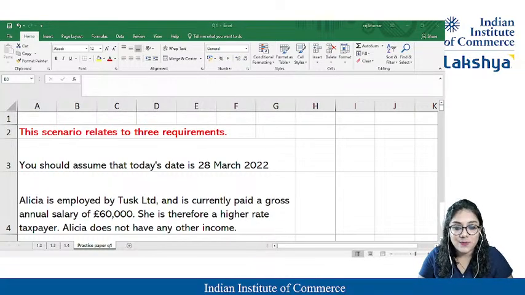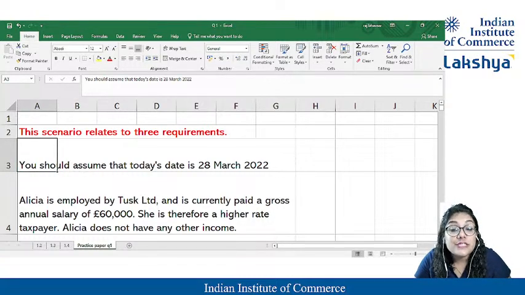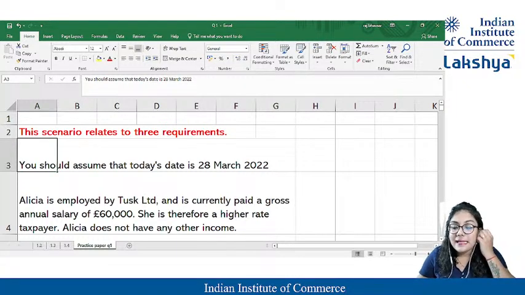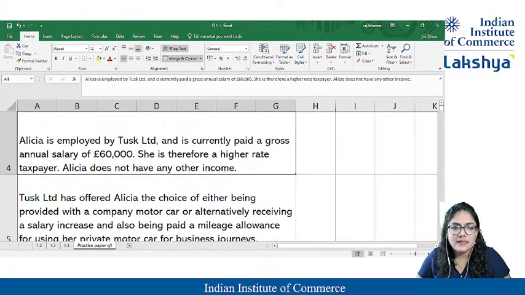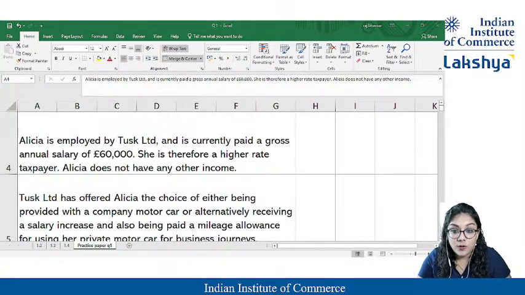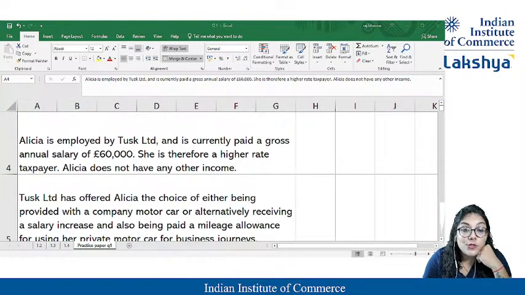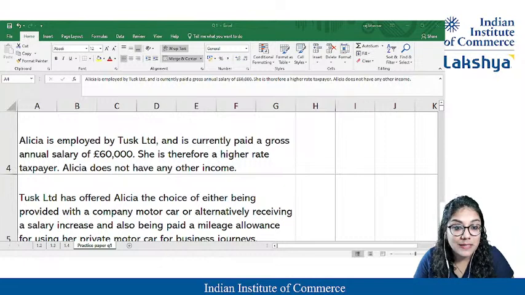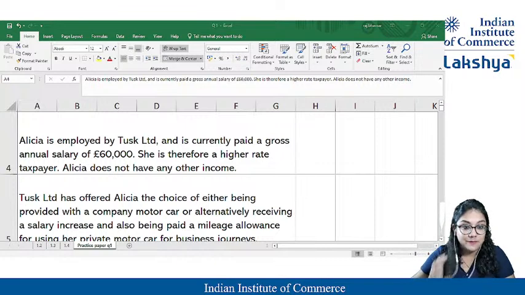So, okay, let us go ahead and first read the case scenario. Okay, let us read it over here. You should assume that today's date is 28th March 2022. Cool. So basically, they're talking about 22, 23. So yeah, our Finance Act is going to apply. Elisa is employed. Okay, so now we need to read it, and we are going to read it very slowly. Along with the reading, as I told you, I am not just going to complete the things. One thing we are going to learn, and accordingly whatever other relevant related statements, we are going to understand that too.